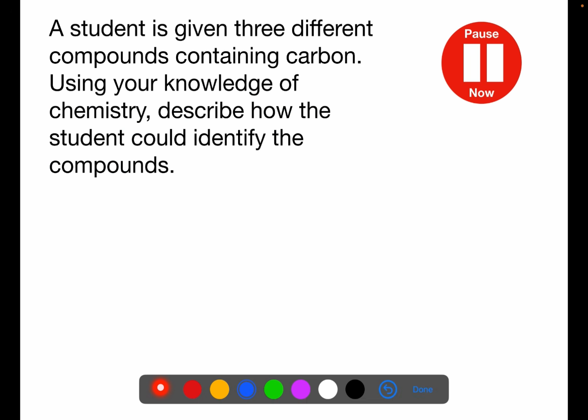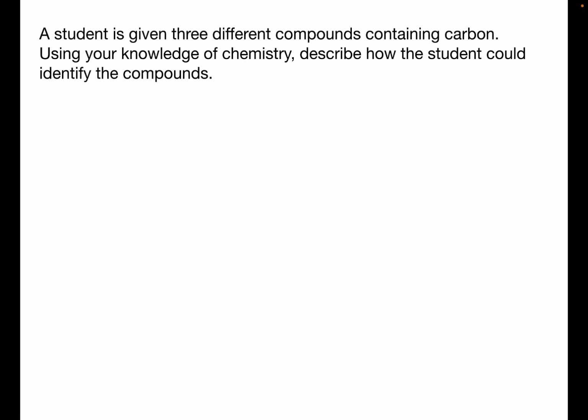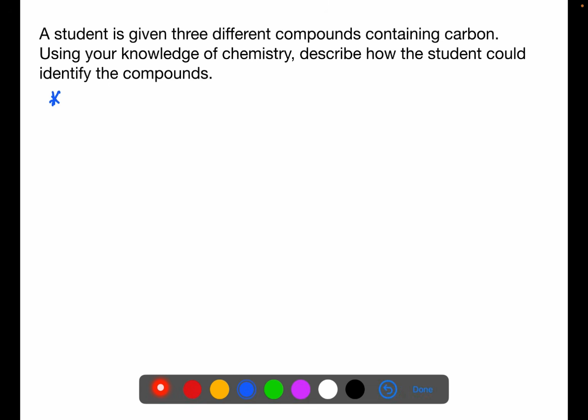Pause the video now and try to find an answer for this question. A student is given 3 different compounds containing carbon. Using your knowledge of chemistry, describe how the student could identify the compounds. So here we could have a look at the different homologous series that you've looked at so far. So first up would be the alkanes.